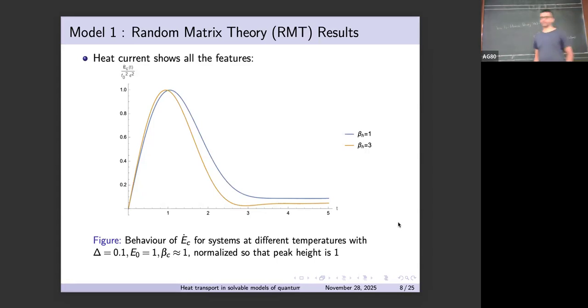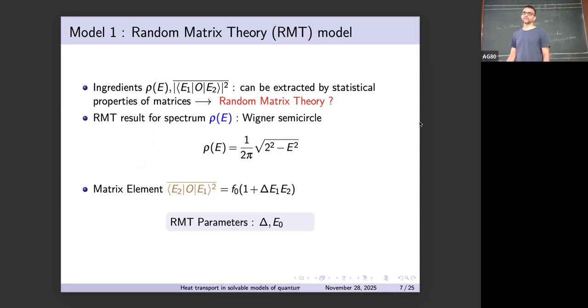What are you calculating here from the random matrix side? I'm computing the 2-point function and then, using that, the heat current. So what is the delta related to the original? Delta is this parameter. How is it related to the original? There was no original system.